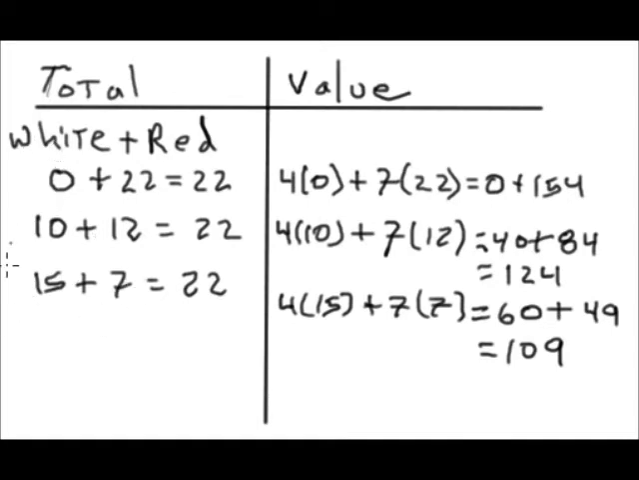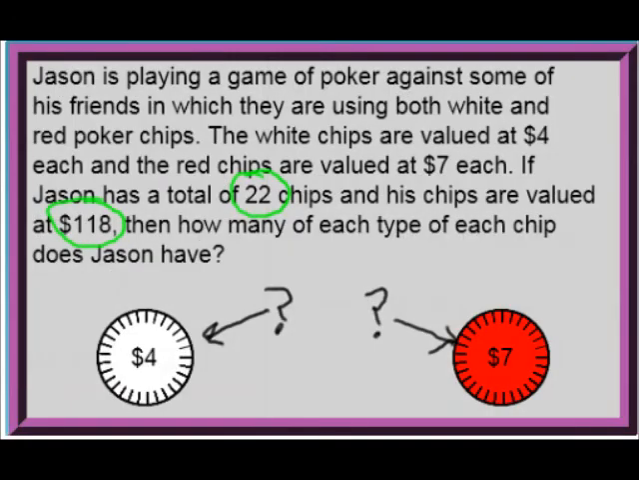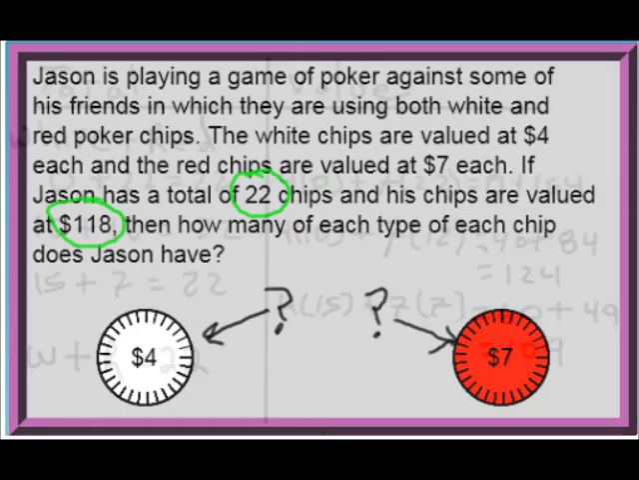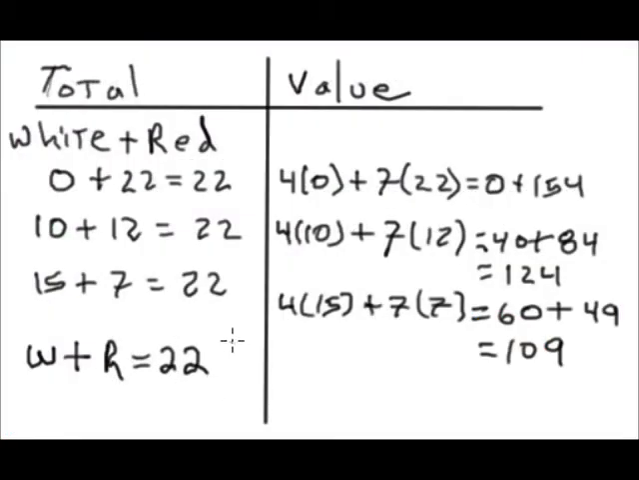I don't know how many white there are, and here I was just guessing. So instead of guessing, let's call the number of white chips W. Creative, I know. And we can call the number of red chips R. And we know, from our given information, the sum total of all the chips is 22. Once again, going back to our given information right here. What I also know is I need a second equation because I have two variables, and in order to solve for both variables, we need two equations.